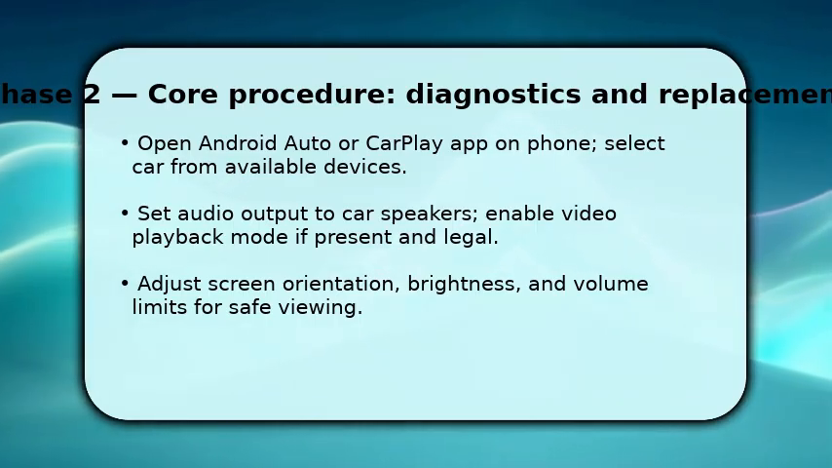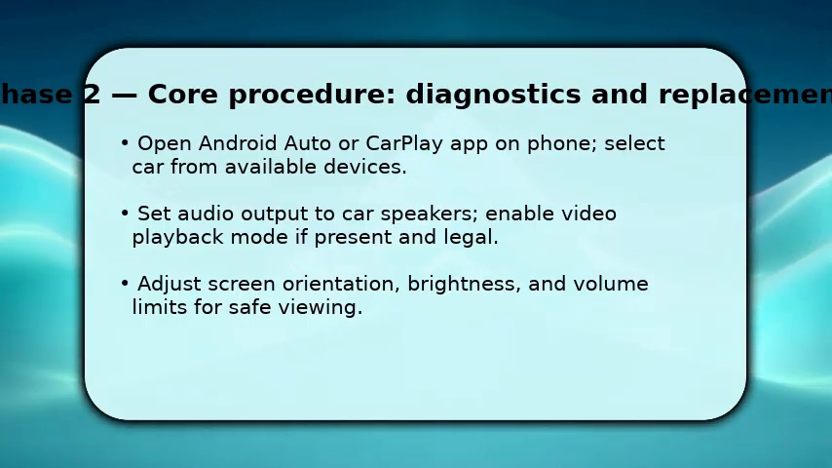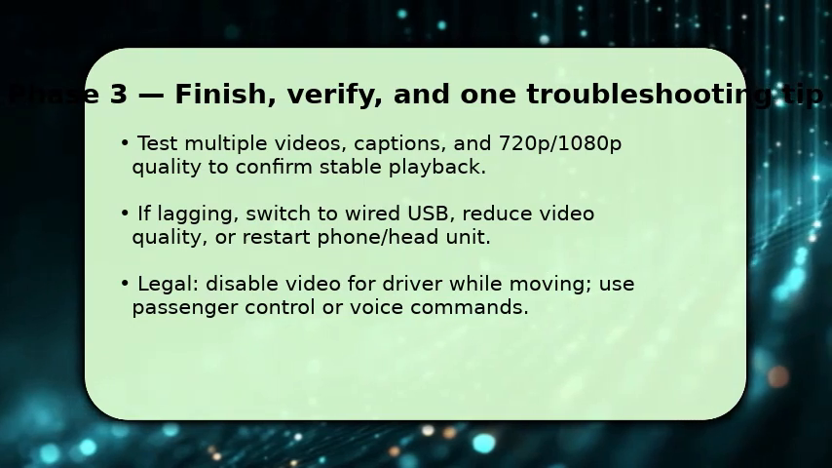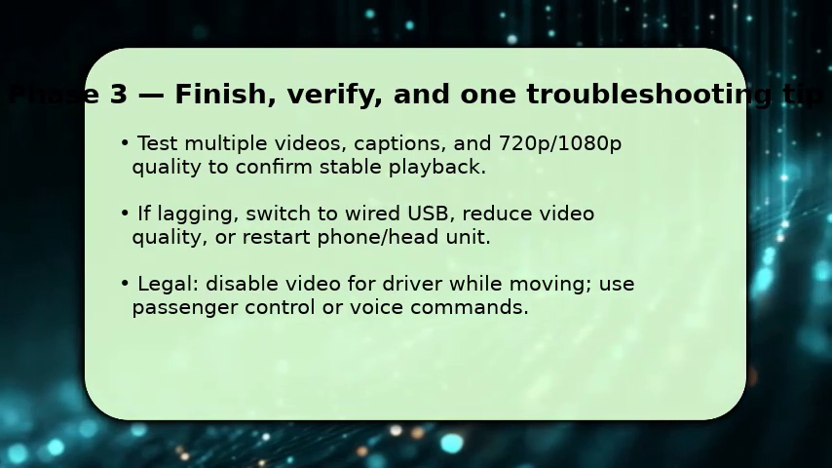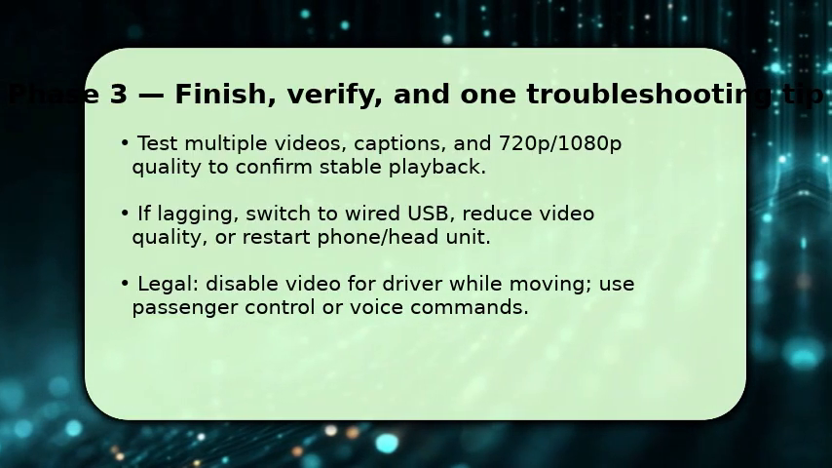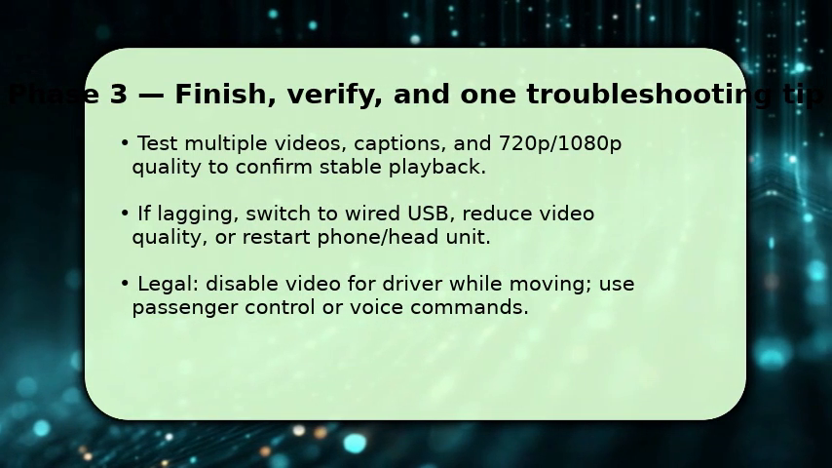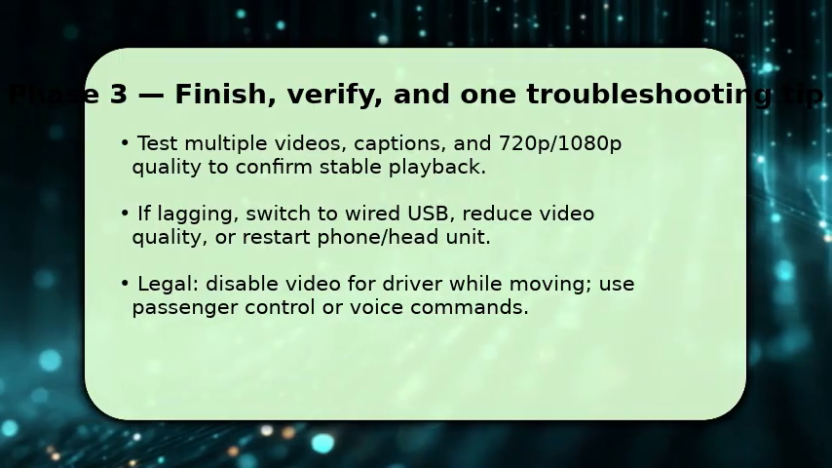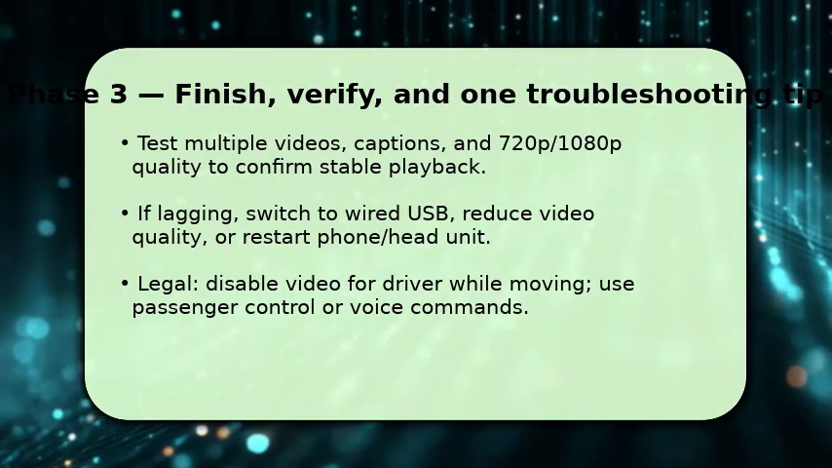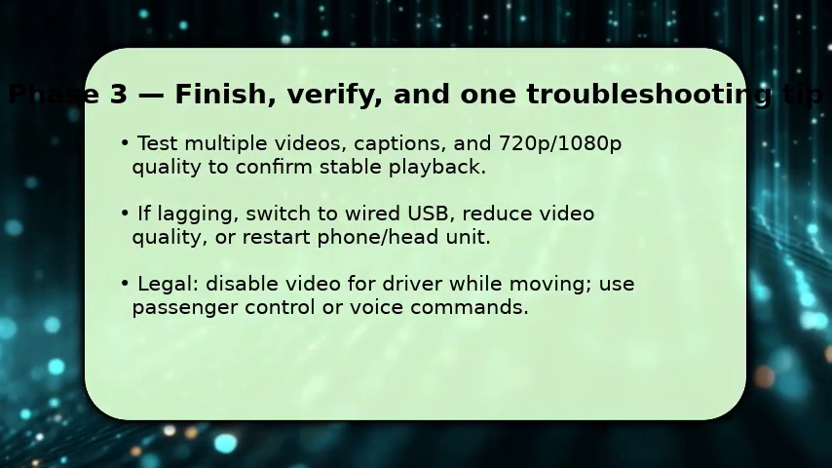Once these settings are saved, test playback with a short video to verify both audio and video streams work. To finish, play several videos and check captions, resolution, and audio sync so you know the system is stable. If you see lag or stuttering, switch from wireless to a wired USB connection, lower the video quality to 720p, or restart both the phone and head unit. These steps resolve most issues.